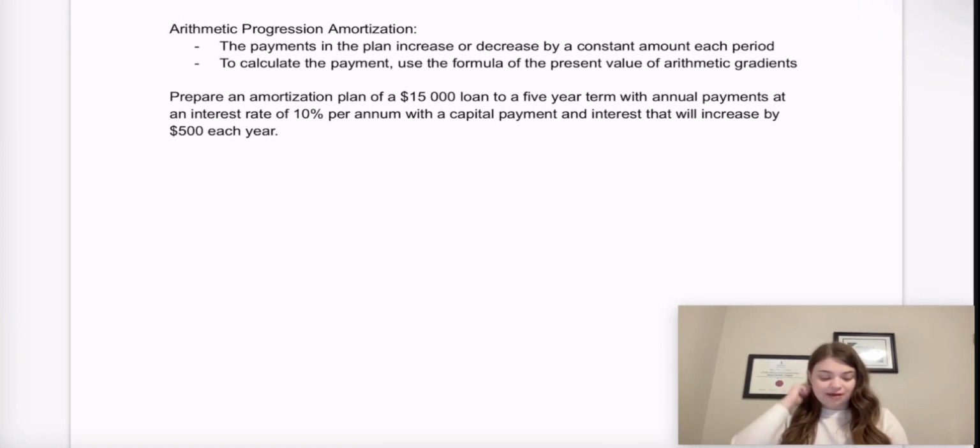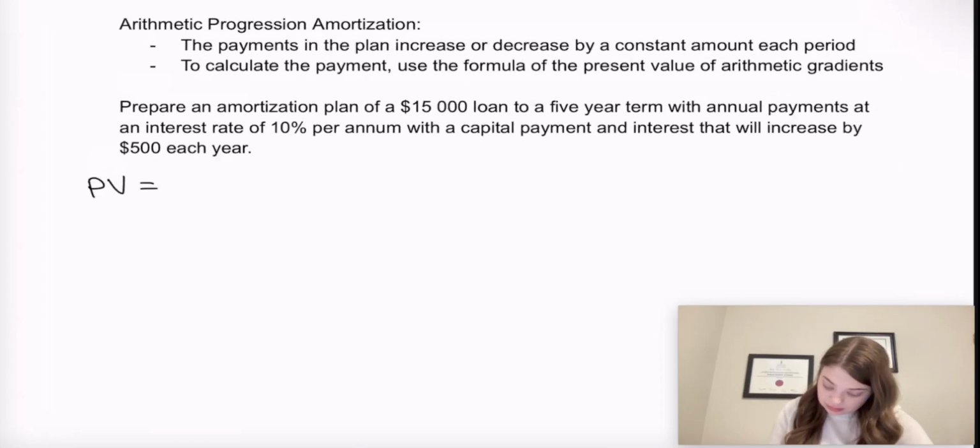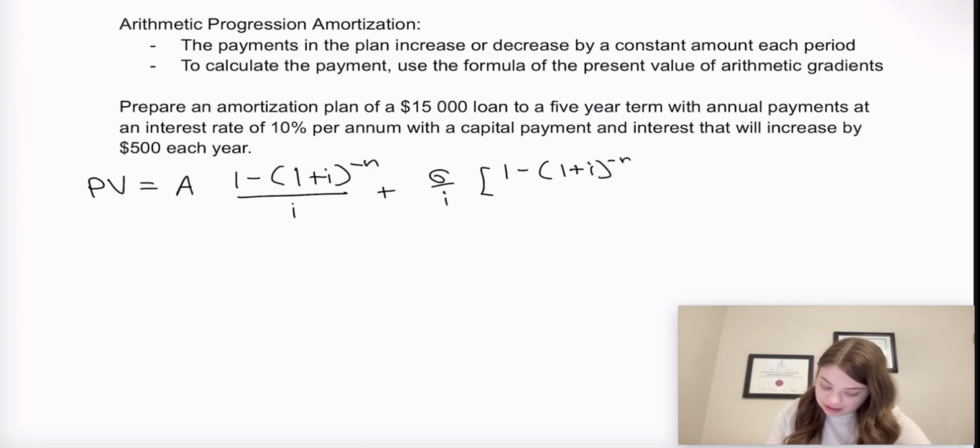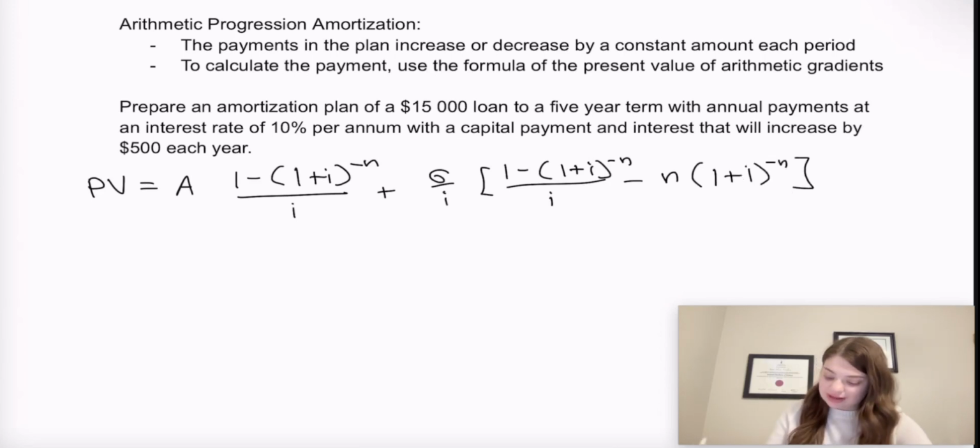So just a reminder what that formula would look like. That formula states that the present value is equal to A, the payment, times (1 minus (1 plus i) to the power of negative n) all over i, plus g over i, where g is the gradient amount, times ((1 minus (1 plus i) to the power of negative n) over i, minus n times (1 plus i) to the power of negative n). So I get that that's a lot.